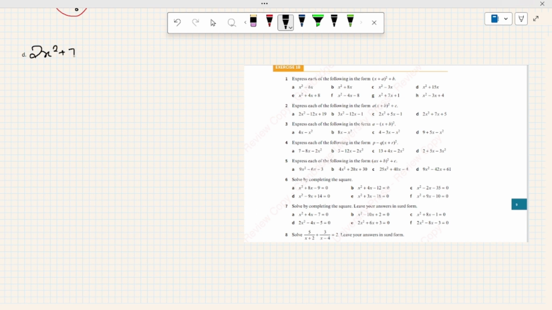2x squared plus 7x plus 5. Right. So we're going to do the whole thing the same way that we solved that question. We're going to solve this one the same way also: a(x plus b) squared plus c. And you know that you're going to expand the bracket, so it's going to be x squared plus 2bx plus what?